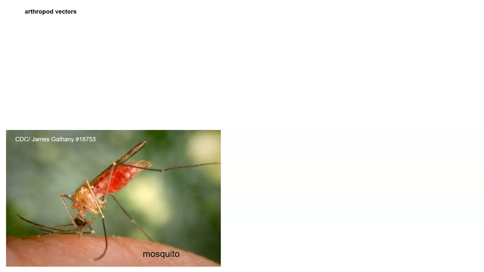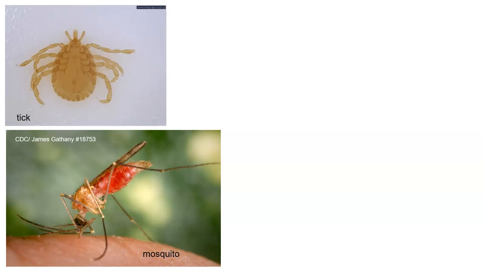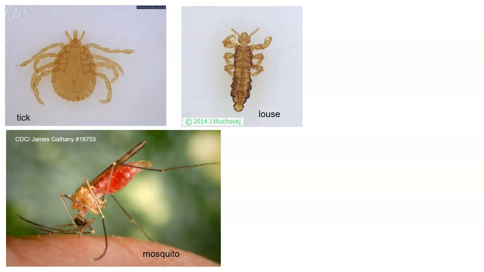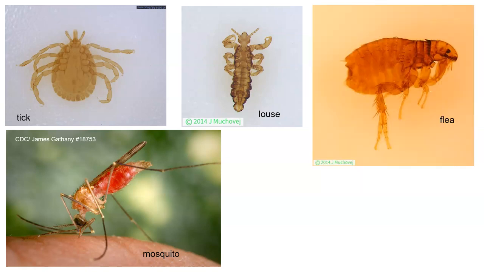This is a mosquito. Mosquitoes drink on blood. Mosquitoes do all sorts of nasty things. This is a tick. The tick also goes after blood. And again, it is an arthropod. It's not an insect, but it is an arthropod because it's got 8 jointed legs rather than 6 that insects have. This is a louse. This is an insect. It's got 6 jointed legs. This is a flea, which is also an insect. And these are rather interesting things, and we'll talk a little bit about them.